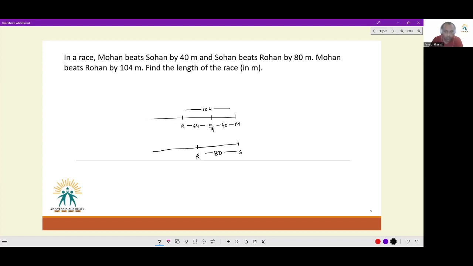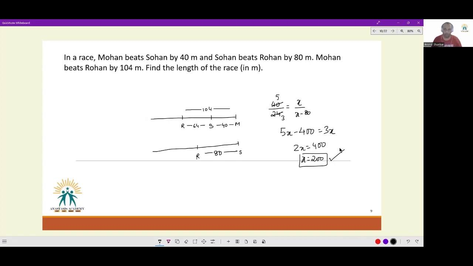So in the time that Sohan runs 40, Rohan has run 24. So 40 by 24 is equal to the length of the race x divided by x minus 80. This gives me 5, this gives me 3. I get 5x minus 400 is equal to 3x, or 2x is equal to 400, or x is equal to 200. The length of the race is 200 meters.